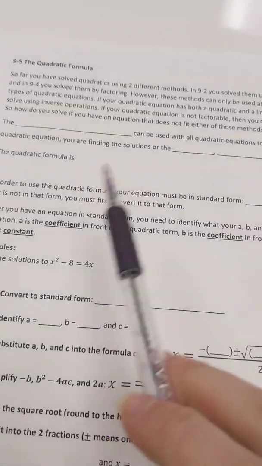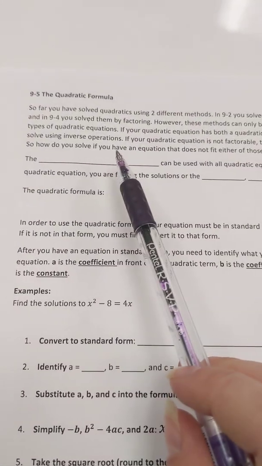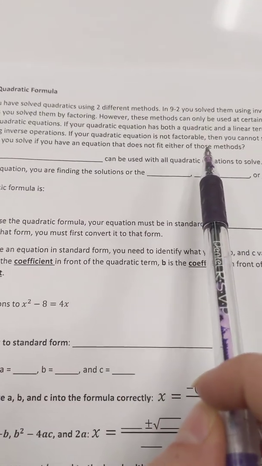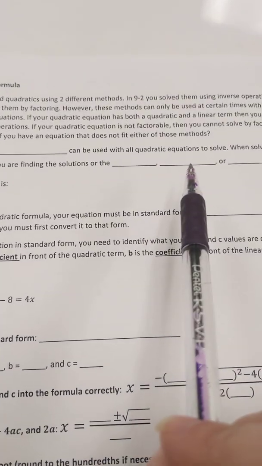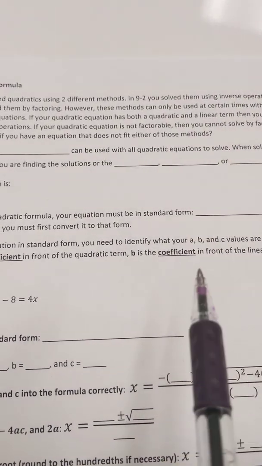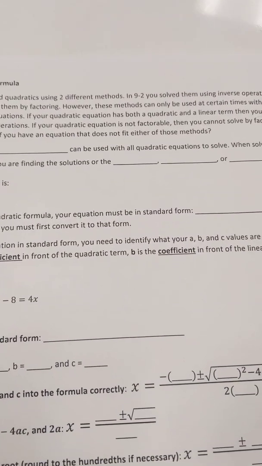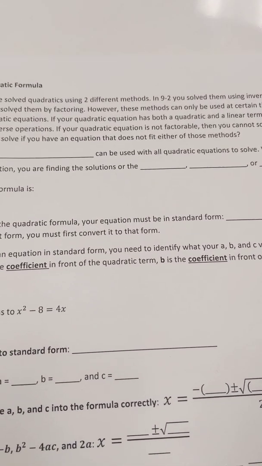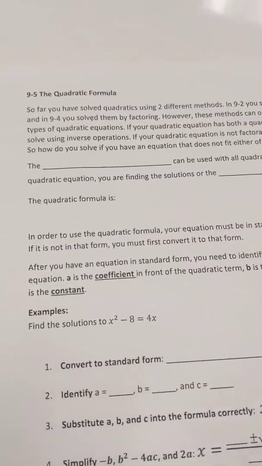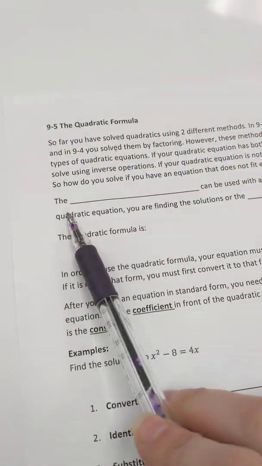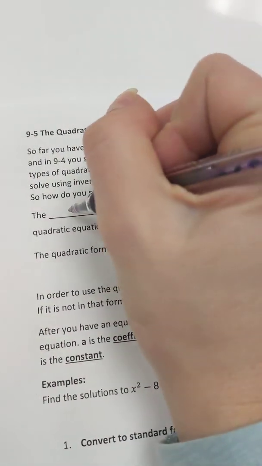So in those cases, what do you do? How do you solve an equation that doesn't fit either of those methods? If you can't solve using inverse operations and you can't solve by factoring, you've got to be able to solve it somehow. Every single type of quadratic equation has solutions. So what do we do? In this case, we can use what is called the quadratic formula.